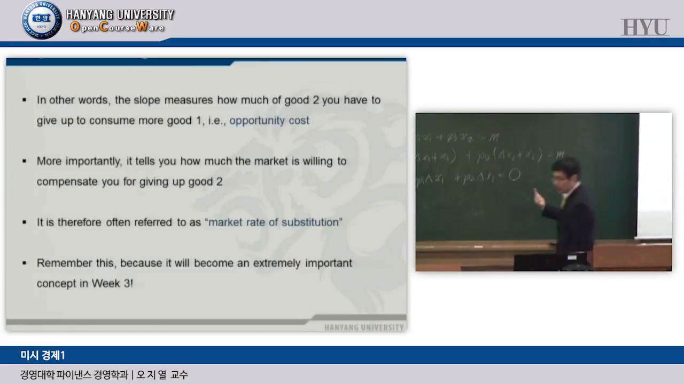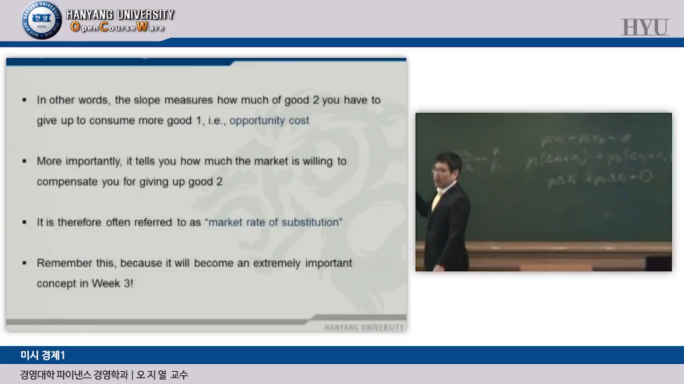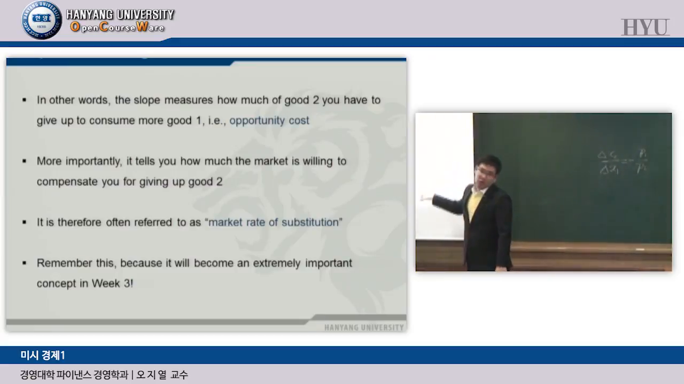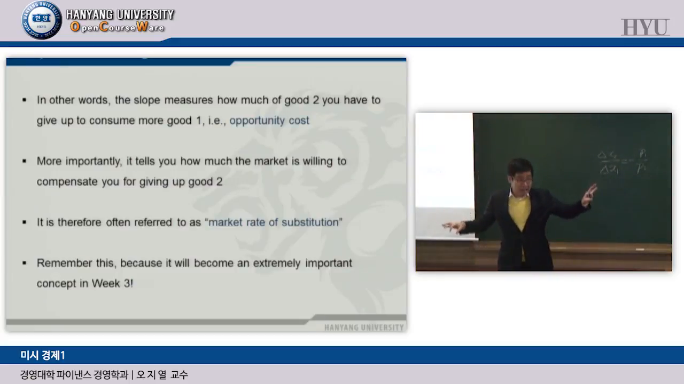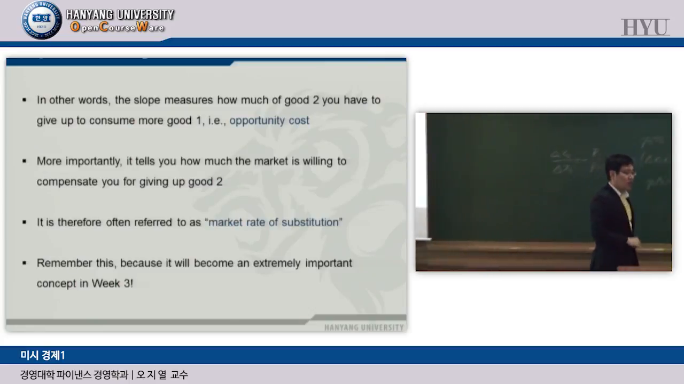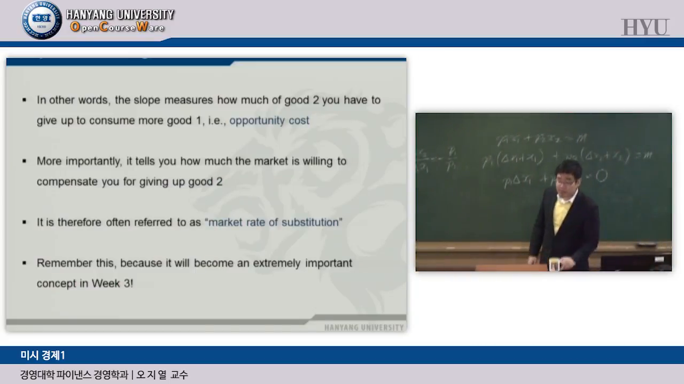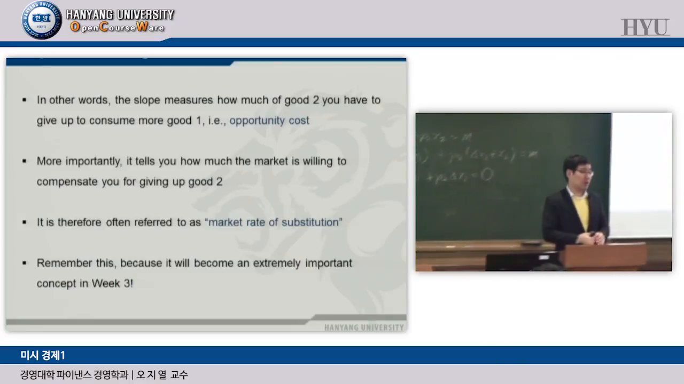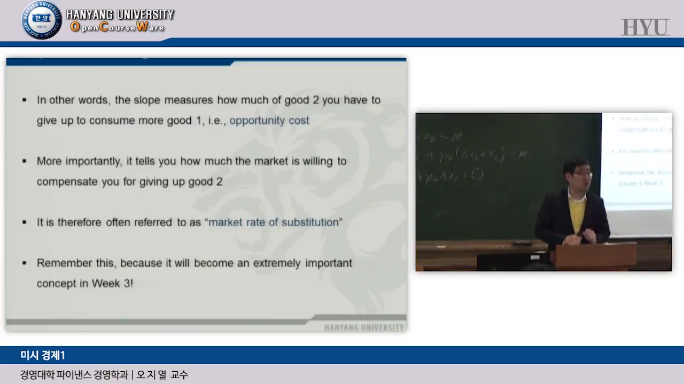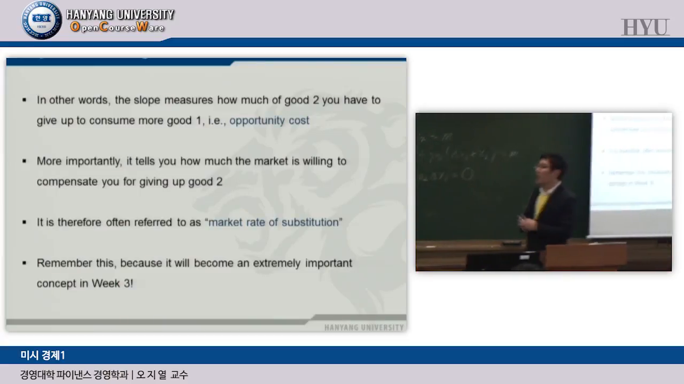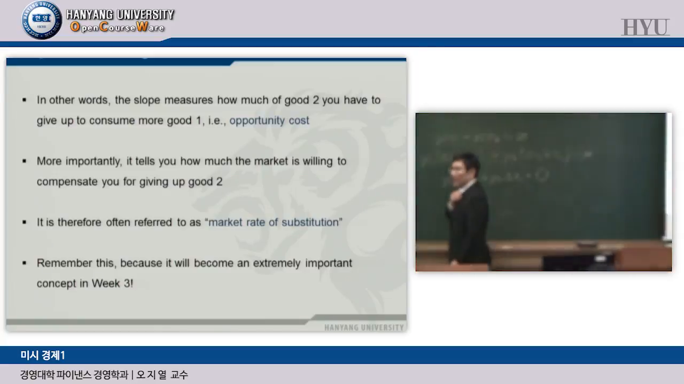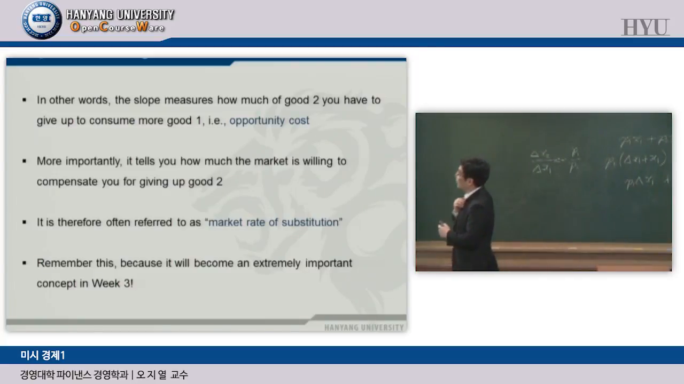That's what it means. You have to remember this because it will become extremely important when I compare that to each one of your subjective rates of substitution. And you're going to see a very important result that actually subjective rates will have to equal the market rate of substitution in equilibrium. That's where your optimal choice is going to be. But that's for the next week, so we leave that aside for the time being. Okay, let's move on.